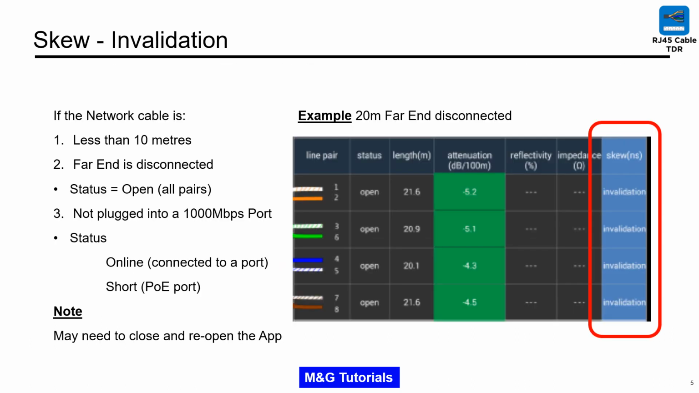If you get invalidation under the skew column, the possible causes are your cable is less than 10 meters, the far end is disconnected. This will be indicated by the status column showing open on all pairs. You are not plugged into a 1000 megabyte port. If the status is showing online, you are connected to a port. If it's showing short, the port is giving you PoE. Also, you may need to close and reopen the app.